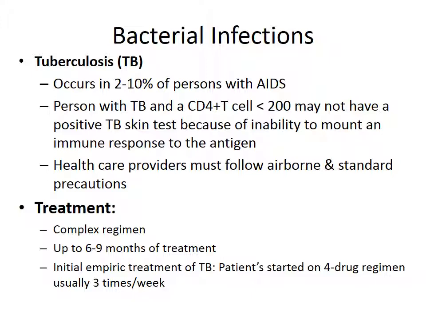Healthcare providers must follow airborne and standard precautions in these patients in order to not acquire tuberculosis themselves. Treatment is a complex regimen, and up to 6 to 9 months of treatment is indicated. Initial empiric treatment of TB: the patient is started on a 4-drug regimen, usually about 3 to 4 times a week.